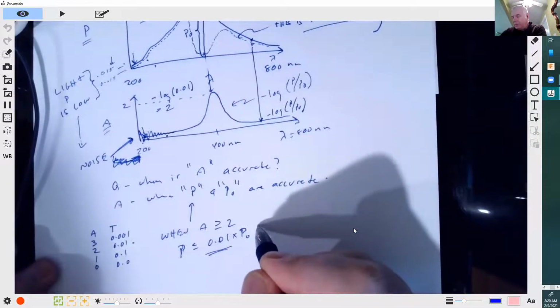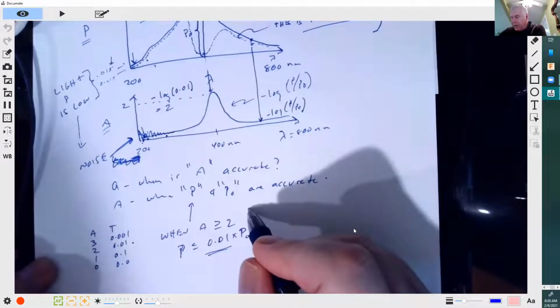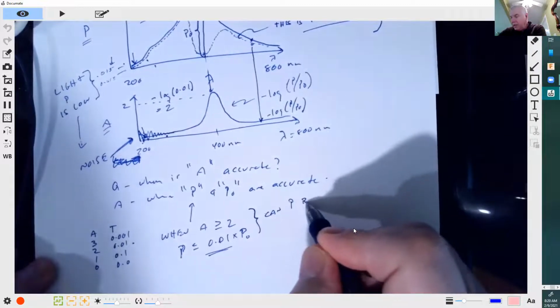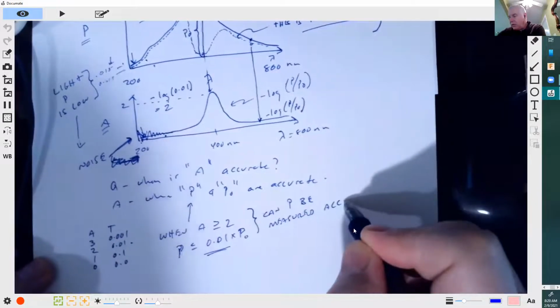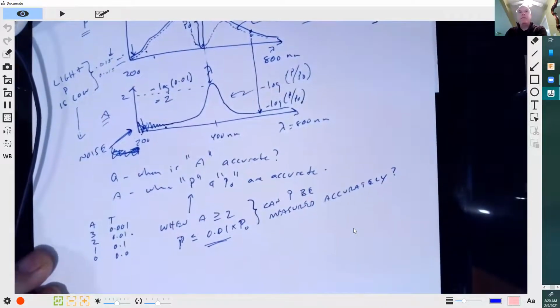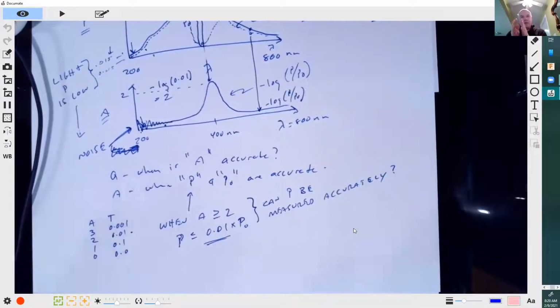Exactly. So the question here is, can P be measured accurately? Does that make sense? The smaller a signal is, the harder it is to measure it. Okay, that makes sense? Thank you. Good.